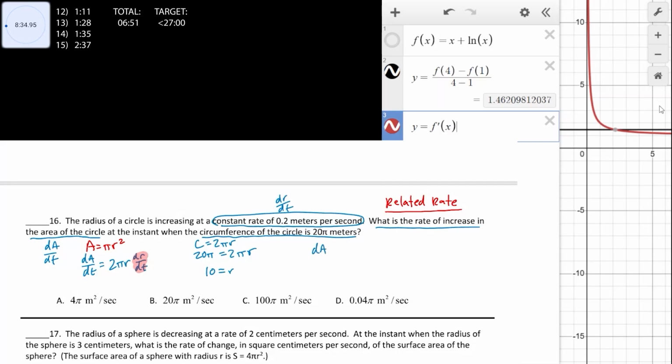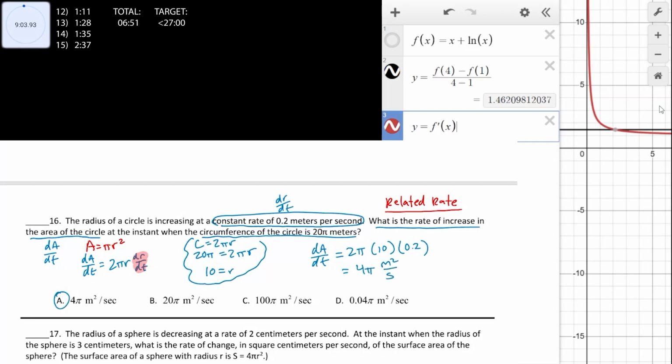So dA/dt, the change in area over time, is equal to 2 pi times the radius, which is 10, times the rate of change of the radius, which is 0.2, and this is going to give us our answer. 10 times 2 is 20, 20 times 0.2 is going to be 4 pi meters squared per second.